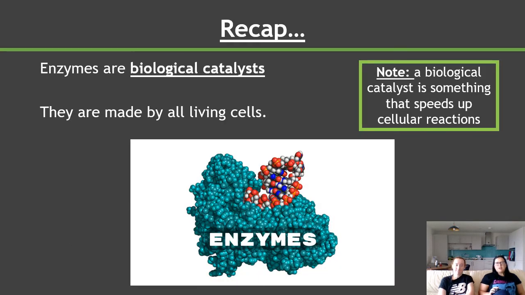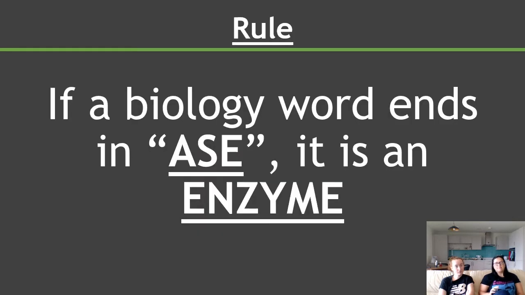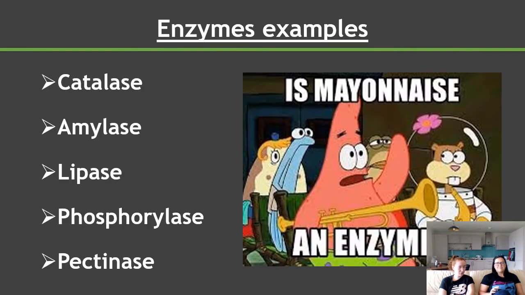Okay, so to recap, enzymes are biological catalysts. We had a look at that in the previous video. A biological catalyst is something that speeds up cell reactions and it's produced by living cells. Every single living cell produces enzymes. It's how life stays alive. So, nice rule to go by in biology: if it ends in the letters ASE, it's almost definitely an enzyme. There's very, very few rules other than that. So, for example, catalase, amylase, lipase, phosphorylase, pectinase, these are all enzymes because they end in ASE.